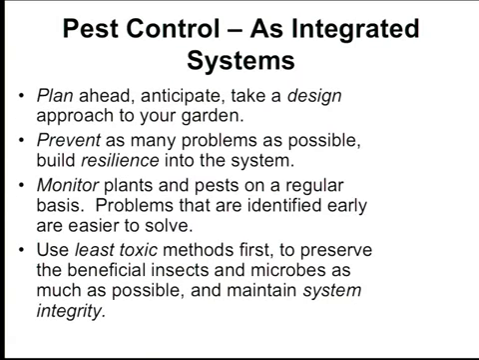So what are the strategies that you need to take? Some of the considerations that you need to take when you're doing an ecologically based pest management approach. The first thing is to plan ahead, anticipate, take a design approach to your garden. You have to have diversity. You don't want to mix crops that are related botanically close to each other, because if one pest comes to one, it will go to the next because they're botanically related. All those things that we've been talking about. Prevent as many problems as possible. Build resilience into the system. One way to build resilience into the system is by trying to enhance the conditions of natural enemies.